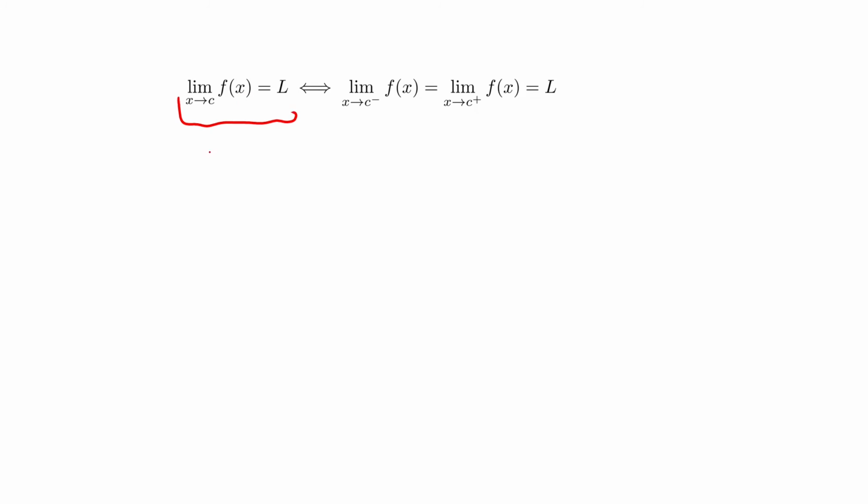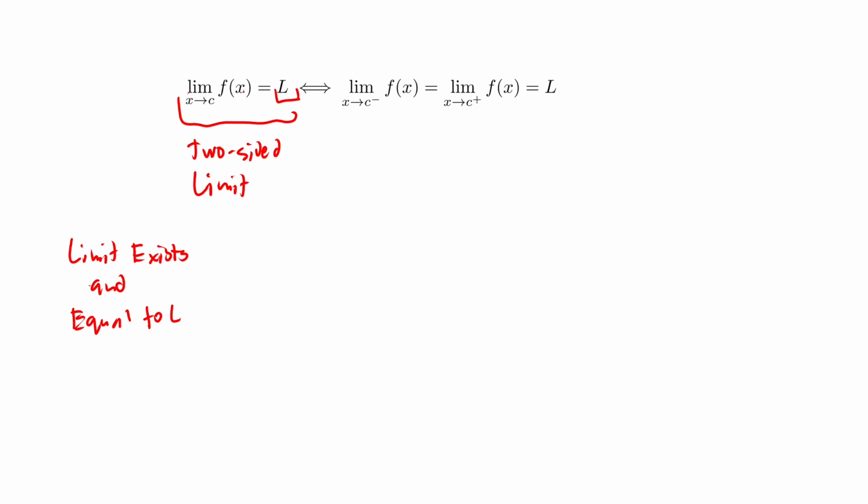the two-sided limit is equal to L. So anytime we use limit notation, remember that it's implying two things: that the limit exists and is equal to L. Both of those are true. The only way that this can happen, where the two-sided limit exists and is equal to L, is if the left-hand limit and the right-hand limit both exist and are both equal to L.